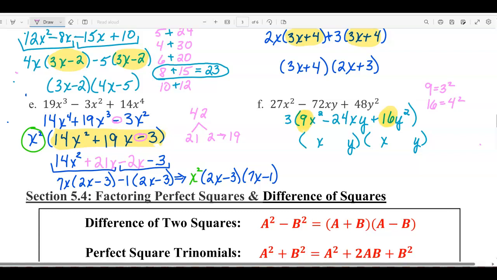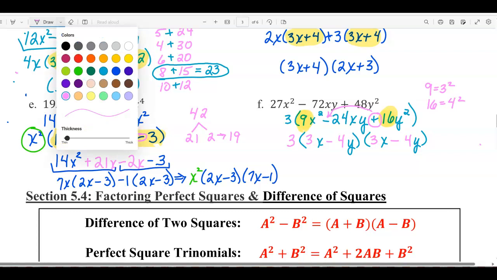So in other words, we get 9 from 3 times 3, so I'm going to put 3's in the first positions, and 16 comes from 4 and 4. And then if I look at this sign and follow the rules of above, this sign tells me the factors are going to be the same. Look to this sign to tell you what they are. I'm not going to forget about this 3 that factored out. This goes in front here.